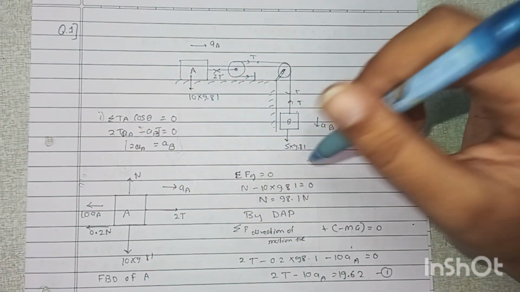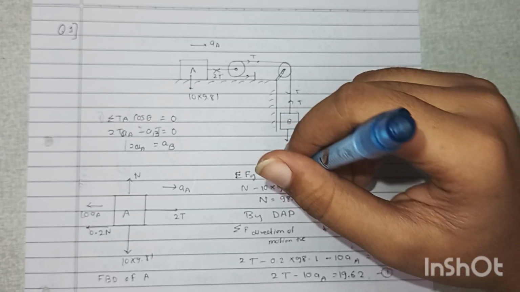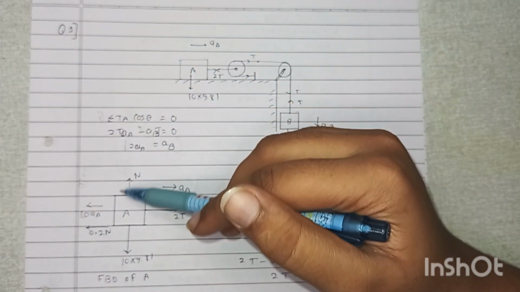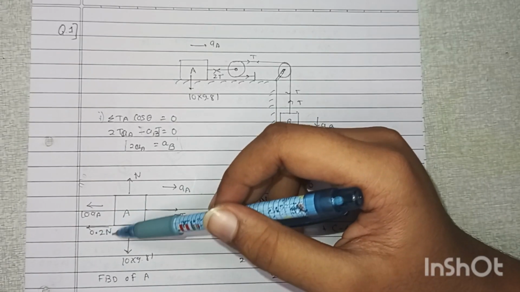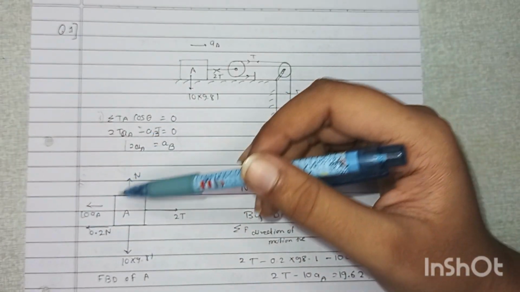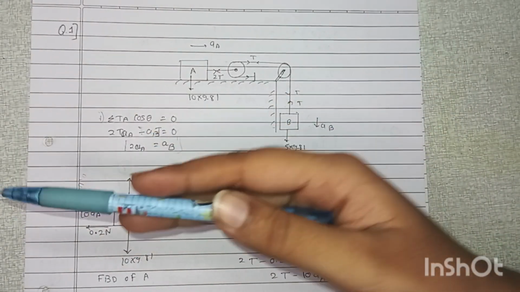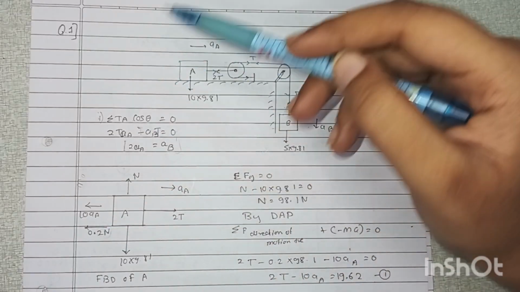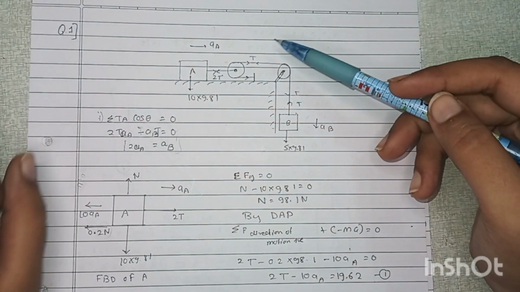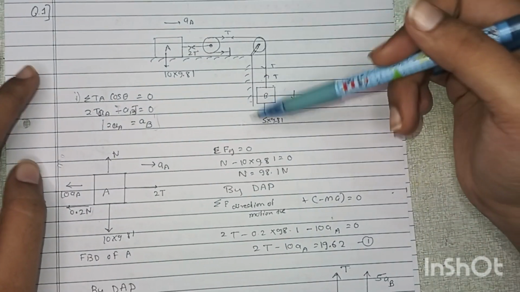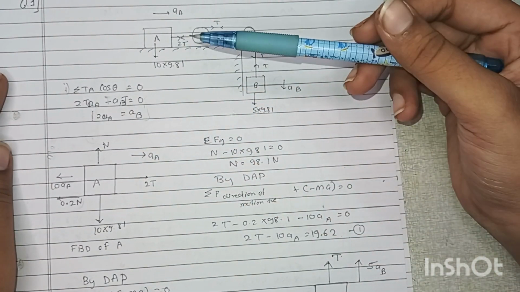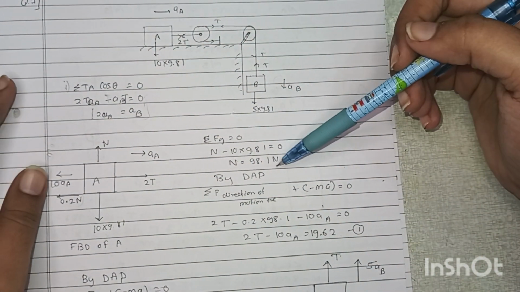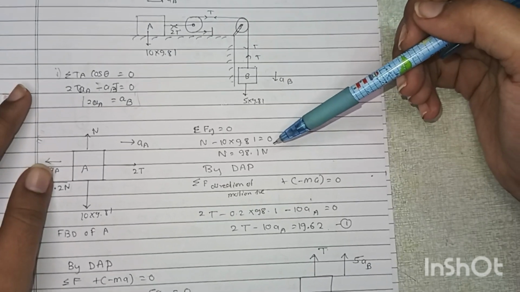Okay, now first of all we have to apply summation of Fy is equal to 0, because we have to first find N, then we can find a. In the summation of Fx, or you can say on the x-axis, there will also be N, so we have two unknowns over there. So first find the summation of Fy is equal to 0, so plus N minus 10 into 9.81 is equal to 0. So here you will get N is equal to 98.1 Newton.